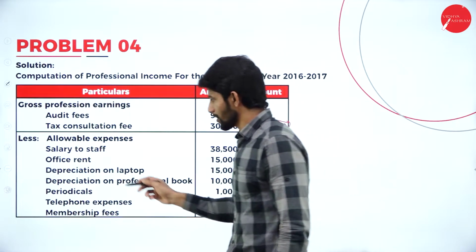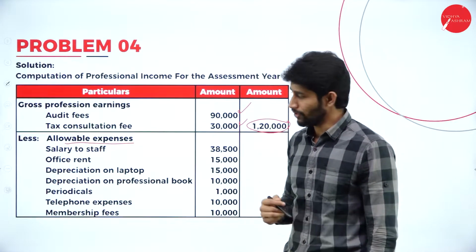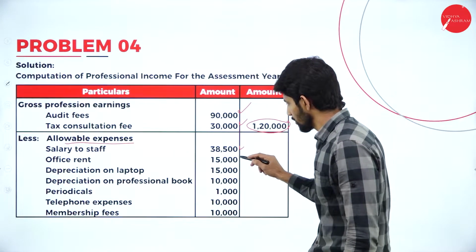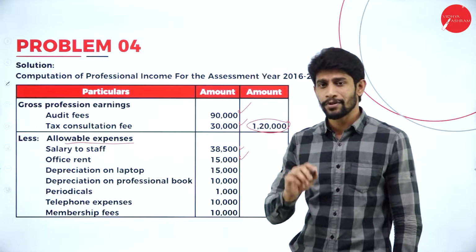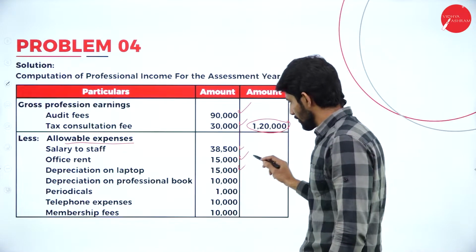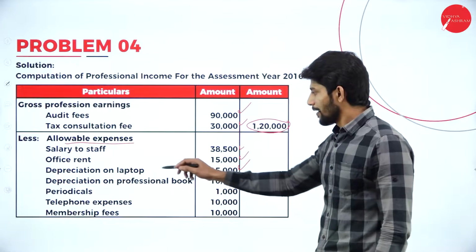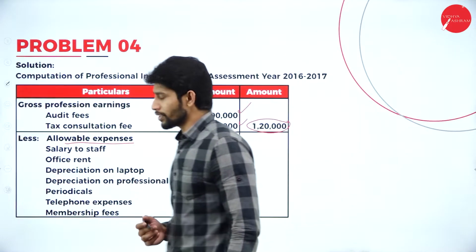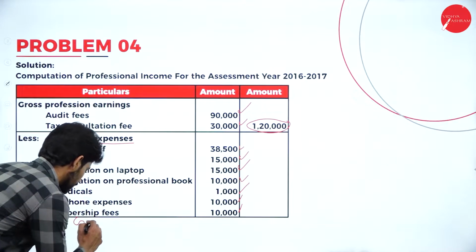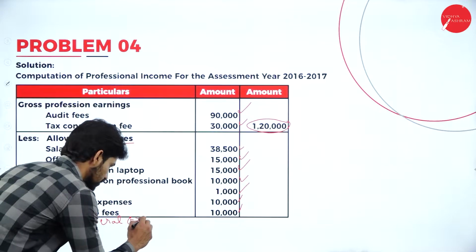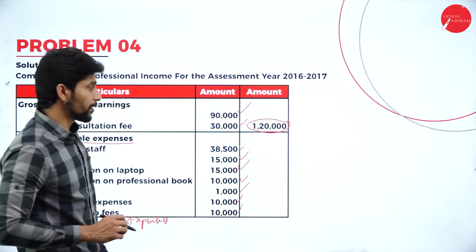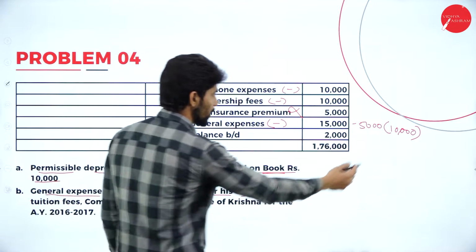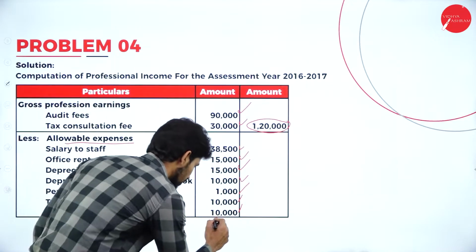From 1,20,000 less professional expenditures, that means allowable expenses under income from profession. Salary to staff, yes, as we discussed, it is a professional expenditure. Next, office rent, yes, professional expenditure. Next, depreciation on laptop. Purchase is given, and on purchase we can give depreciation. How much depreciation is given in the problem? 15,000. Depreciation on books 10,000. Periodicals 1,000, telephone expenses 10,000, membership fees 10,000, and one more thing we are supposed to add: general expenses. In the problem it is given as 15,000, of which 5,000 is paid for his son's college fees. So the remaining 10,000 will be considered as general expenses. So take 10,000 rupees here.